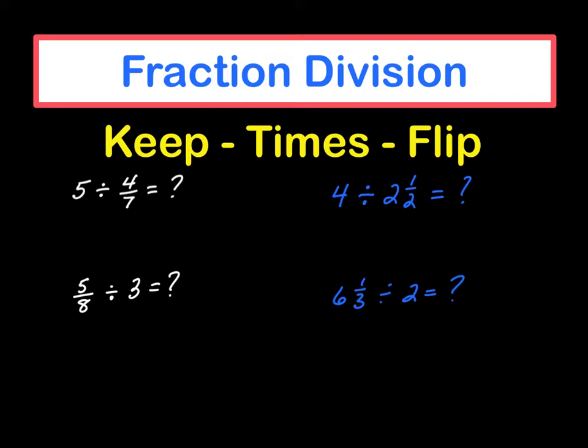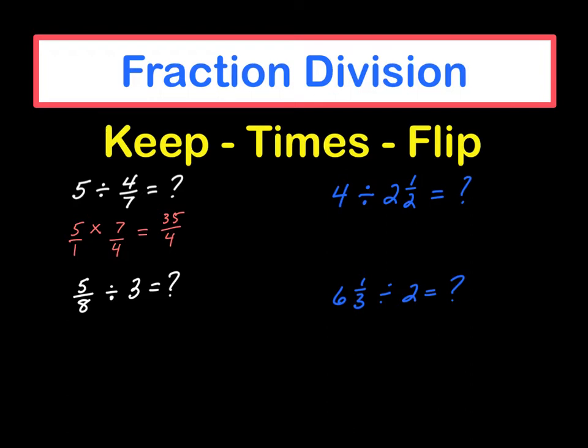5, we keep the 5, we change it to multiplication, and we flip that number. So we flip the number, 4/7 goes to 7/4. Then we can multiply straight across. We get 35/4. Then we can simplify that. We can do a quick division problem.